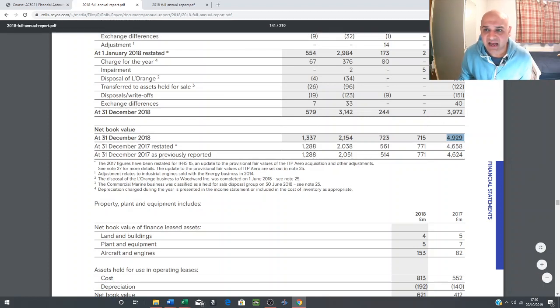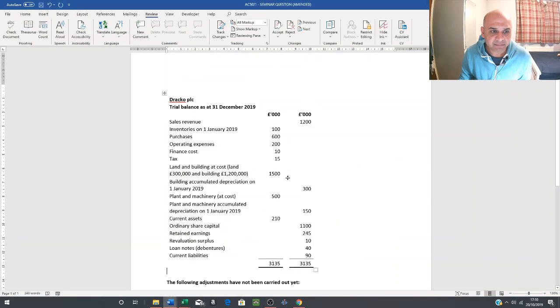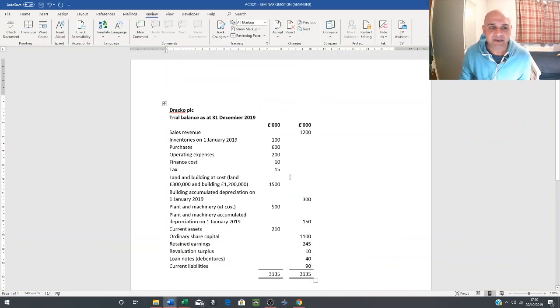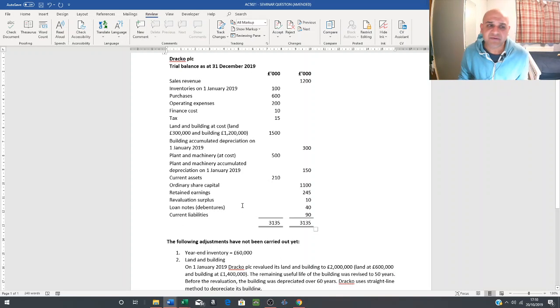For that, I have a nice example, and the example is called Draco PLC. A brilliant example, very simple. It contains a trial balance provided by the company, with some typical figures that would go in the income statement, or statement of profit or loss as you would call it, and figures for the statement of financial position. Those are the figures given to us. I'm not going to read through it. Perhaps if you want, you can pause the video and read through the question and the trial balance.